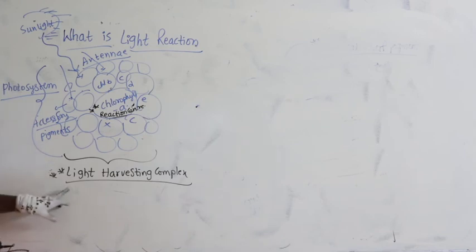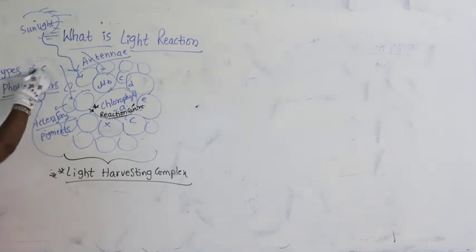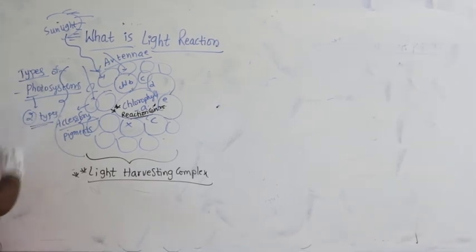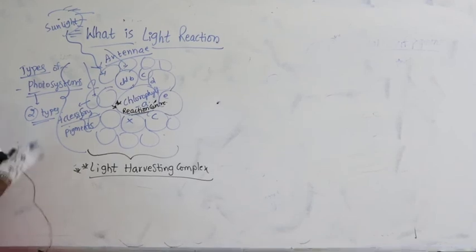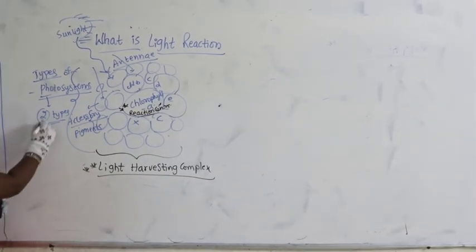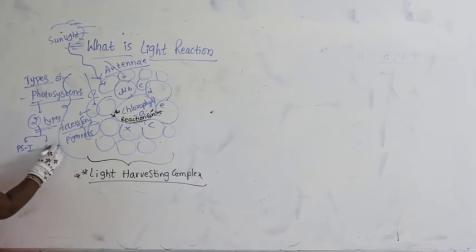So when you take the light harvesting complex, now listen carefully. There are two types of photosystems. How many types? Two types of photosystems. I think this is visible now, sir. Right. What are the two types here? Photosystem 1 and photosystem 2.